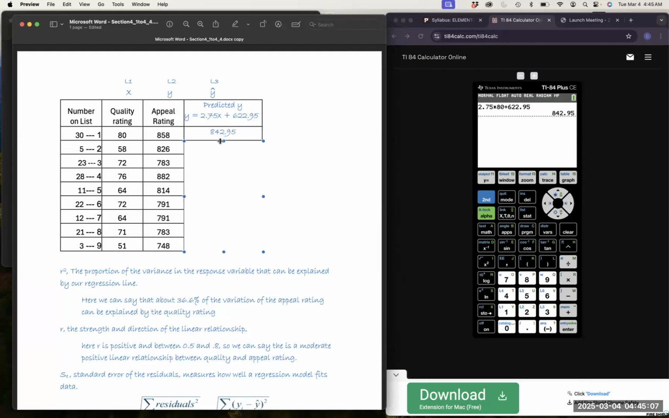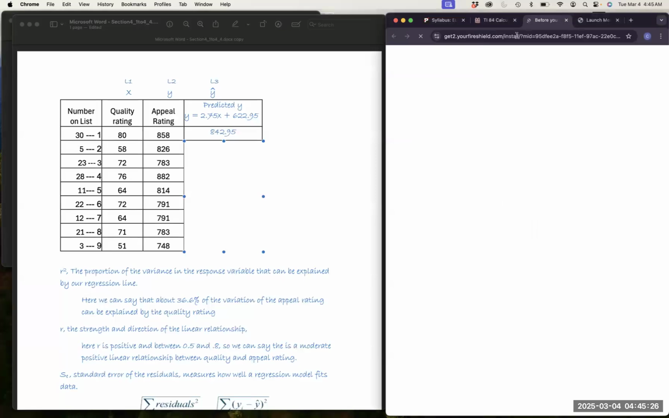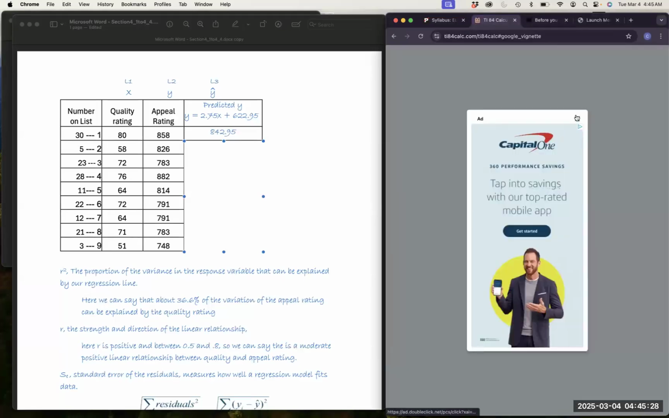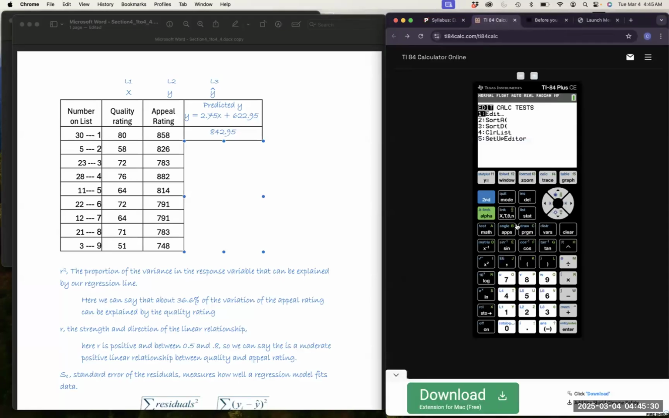So I don't want to actually compute that 9 times. 9 isn't too many times, and I can go back and edit. But there's a way that we could do it all at once using the graphing calculator. So I'm going to press stat again, and I'm going to edit a list.